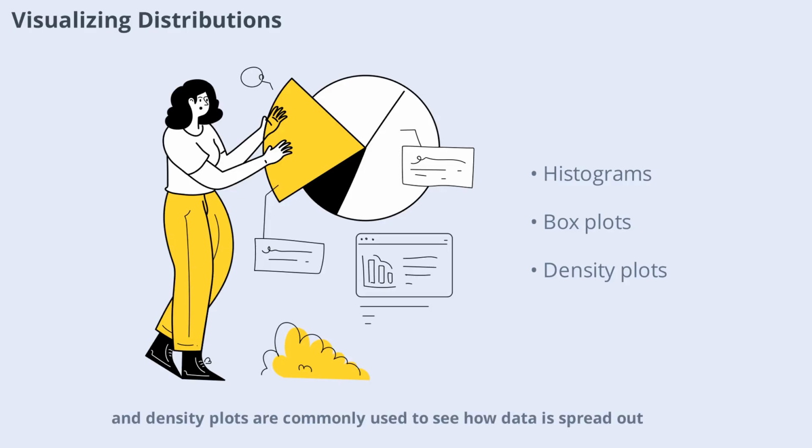Visualization is a powerful tool in EDA, especially for understanding distributions. Histograms, box plots, and density plots are commonly used to see how data is spread out. These visuals can reveal skewness, outliers, and patterns that might not be obvious from statistics alone. By visualizing distributions, you can quickly spot areas that need further investigation or cleaning.